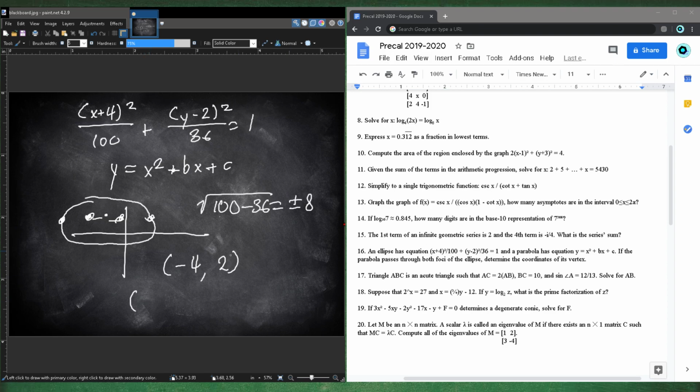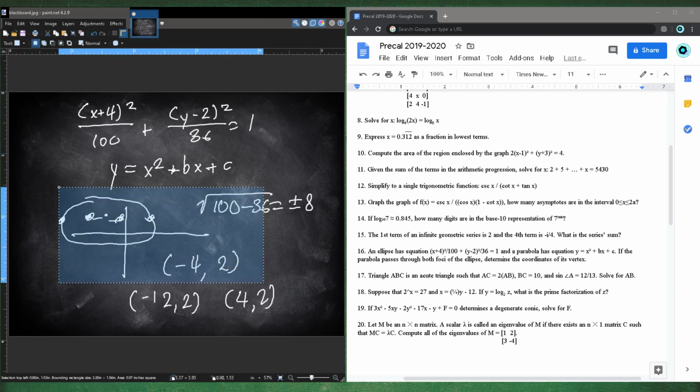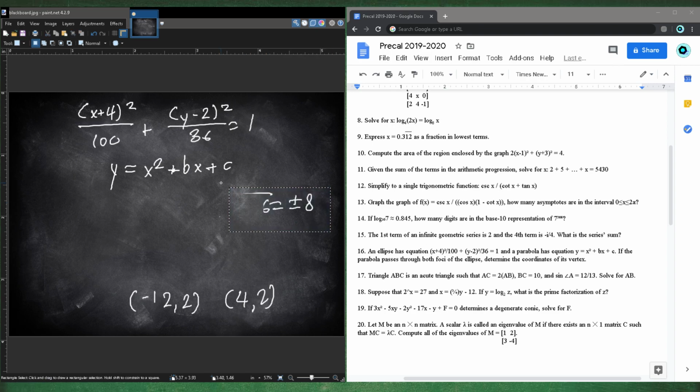So it's got to go through, let's say minus 8 first. So that's negative 12, 2. And then plus 8, which is 4, 2, right? So those are our 2 points. So let's delete the picture of that because we don't need it.